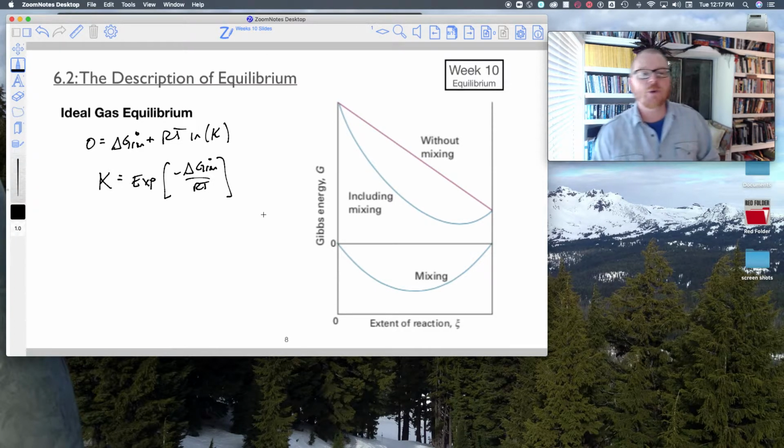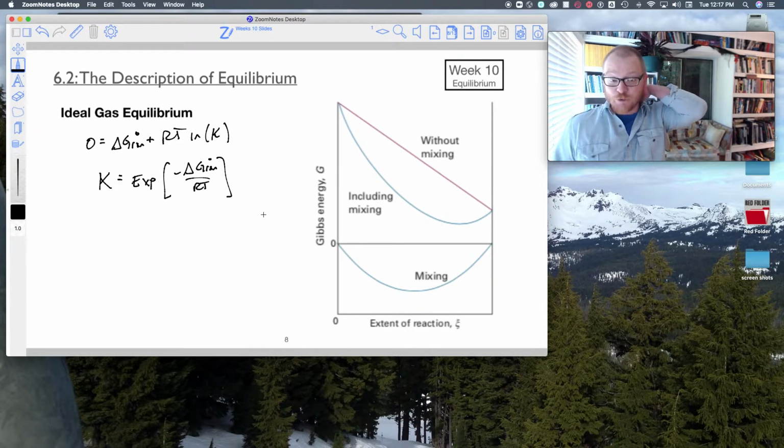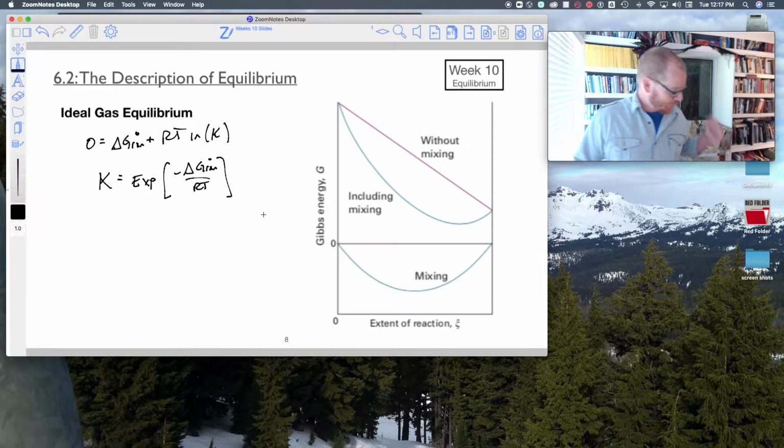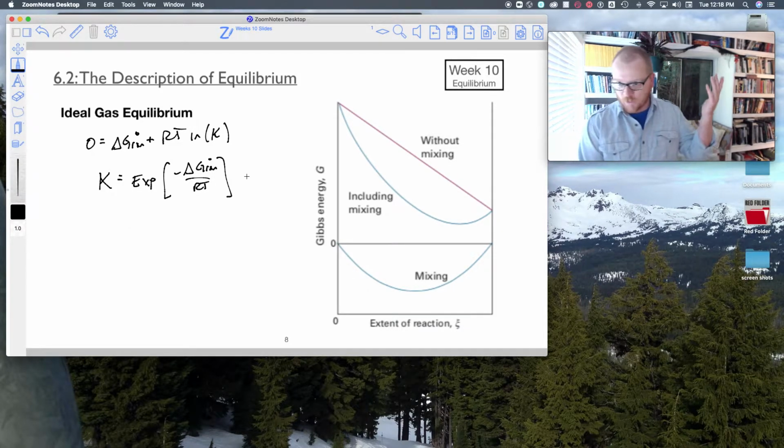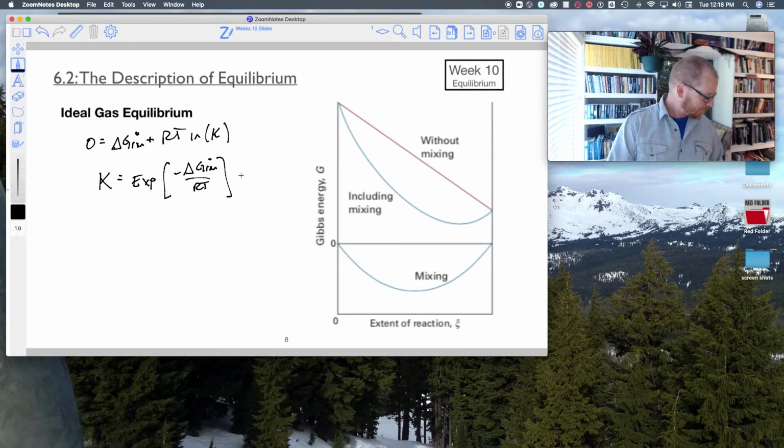And I want you to inspect this equation for just a minute. Does the functional form of this look familiar to you? The answer should be yes. This looks like our Boltzmann distribution, right? It's some exponential of an energy. In this case, it's free energy, but it's still energy divided by RT. I told you guys we would see this partition function everywhere in chemistry. And here we see it with the equilibrium constant.